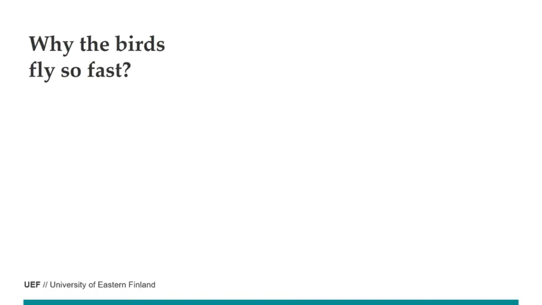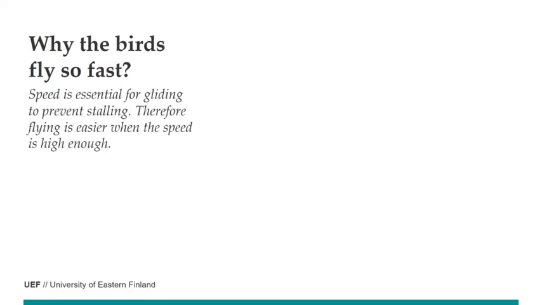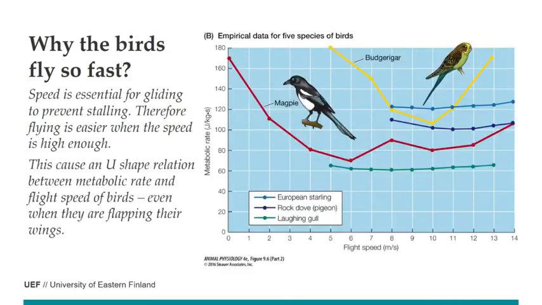And then the birds are usually flying quite fast. When we look at how airplanes are moving, the speed is quite essential for gliding. Otherwise it will stall. And that's of course quite dramatic for airplanes. But that's why flying is also easier when the speed is high enough. And this causes a U-shaped relation in these flying animals.